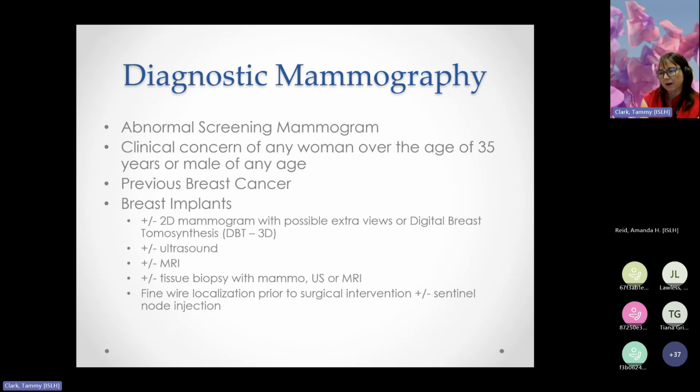We're also doing fine wire localizations prior to surgical intervention and sentinel node. So again, depending on how the lesion and the cancer was detected, which modality we use for the biopsy is how we put the fine wire in. So if the lesion was biopsied with ultrasound, we are going to be inserting that preoperative fine wire localization in with ultrasound. If the biopsy was done with the mammogram machine, either using stereotactic or tomo biopsy, we will also insert the wire with the stereo or tomo biopsy.